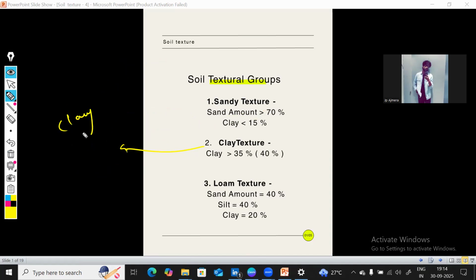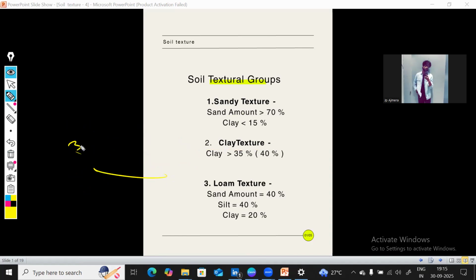What is a clay texture soil? Clay texture is a soil which contains more than 35% clay. Sometimes you may see 40% in the examination, but more than 35%, that would become which textural group? That is clay texture. All right.